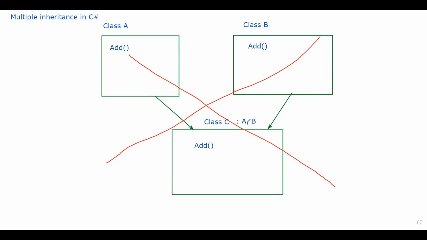So to achieve this, we will go for the interface. We'll learn what an interface is now. Using interfaces, we can achieve multiple inheritance. How? We will see now. So C# by default does not support multiple inheritance because of the member conflict problem. Now, how can we achieve it using interfaces? Let's see now.